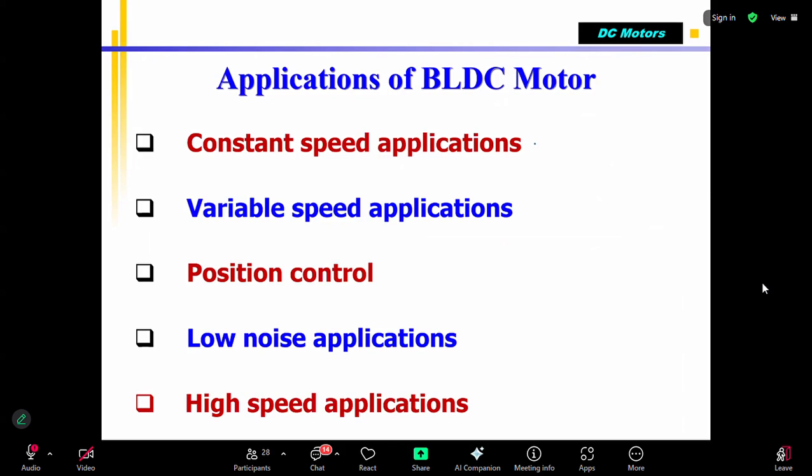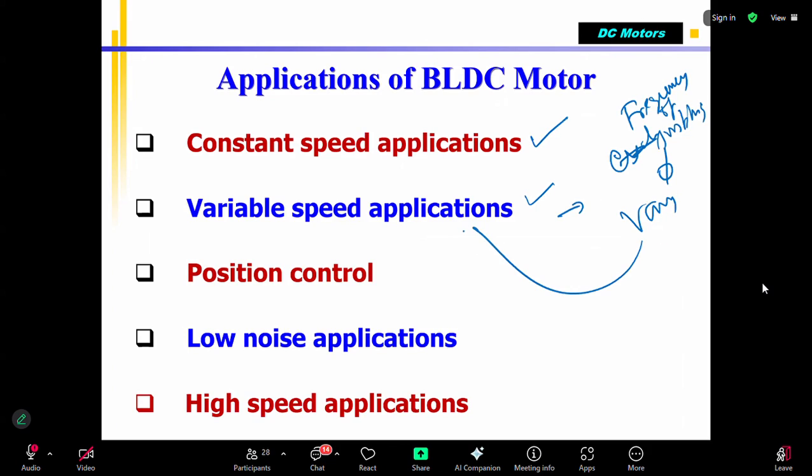So application: constant speed application, just like PM synchronous motor, and it can be used for variable speed also. The only thing is you have to vary the frequency of switching. If you vary the frequency of switching, you can vary the speed of the motor. Then accurate position control is possible. Low noise and high speed applications, these are the BLDC motor applications. Can I go to the next slide?